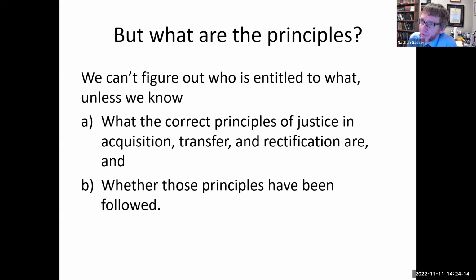Now, a couple things to think about with Nozick's theory. It may be appealing, but again, we don't know whether our society is really just, whether distributions are really just in our real world, even according to Nozick's theory, unless we know two things. First of all, we got to know what the correct principles of justice in acquisition, transfer, and rectification really are. Again, Nozick didn't tell us what those principles are. He just said there must be such principles. But unless we know what those principles are, we don't know who's played by the rules and who hasn't.